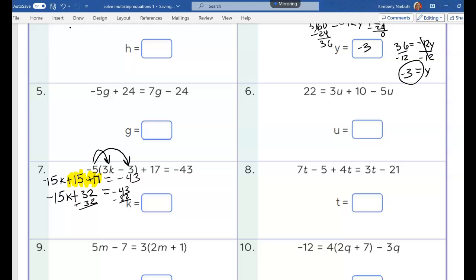So 43 minus 32 is, I'm going to put it in the calculator. We've got two negatives.